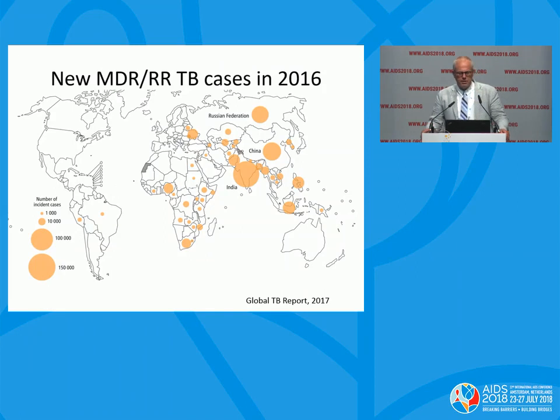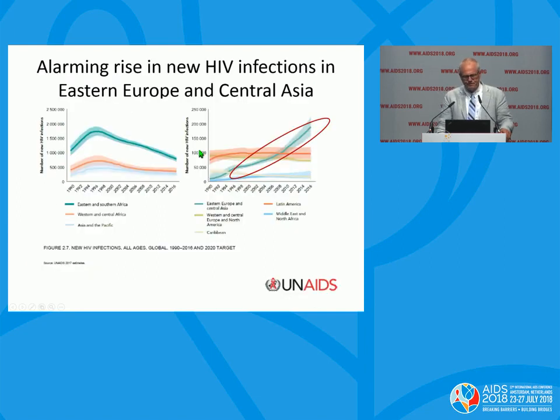If you look at the burden of new MDR TB cases across the world, it's of no surprise that the biggest caseloads are in countries where the background TB incidence rate is fairly high. They are spread across Asia, Africa, and Latin America to some extent. But the focus that I've had is on the countries in the eastern part of Europe.